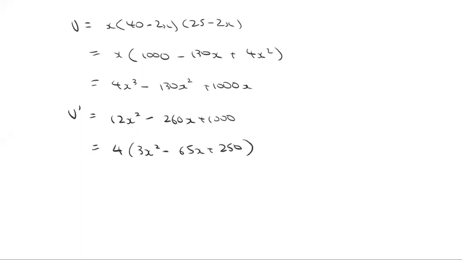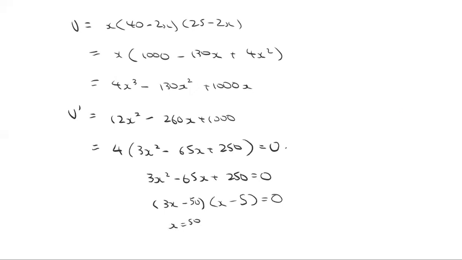Okay. Now remember, your aim is to let this equal 0, which means we're really solving 3x squared minus 65x plus 250 equals 0. Let's see if we can factorize it. All right, so that should be (3x minus 50)(x minus 5). So that means x must equal 50 over 3, or x equals 5. Does that make sense? All right, so we've got two answers here.